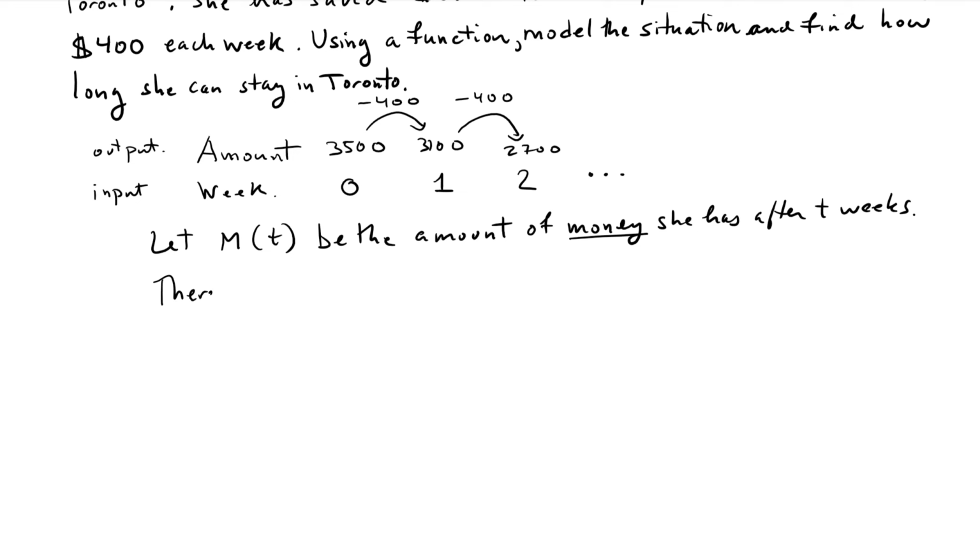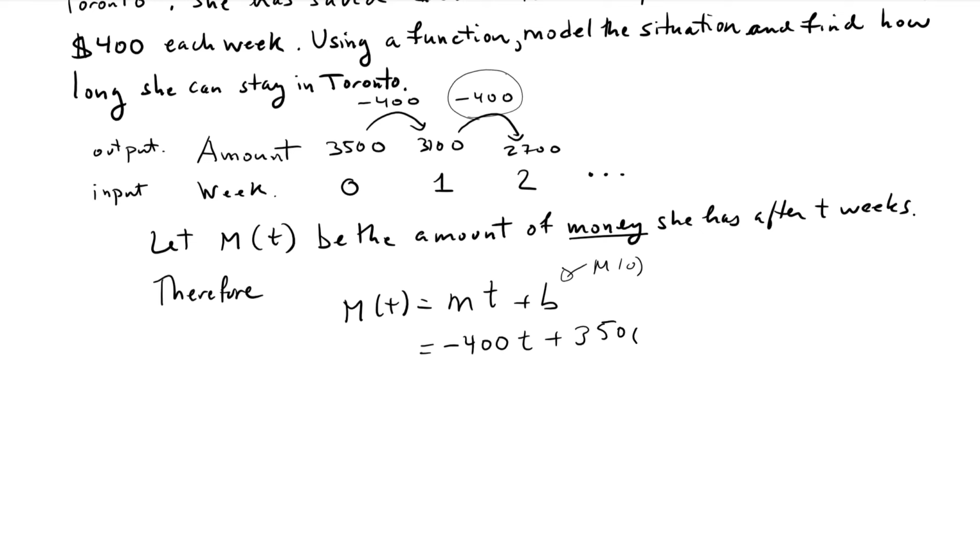Therefore, M of t will be of the form mt plus b. Don't write mx plus b, right? If you've chosen t here, don't change the variable all of a sudden. Now I just need to know what m is. M is the slope, right? So that's our increment here. If I go forward by 1, I go down by 400. So it's minus 400 times t plus b. B is basically M of 0, the amount she has initially. So that's our 3,500.